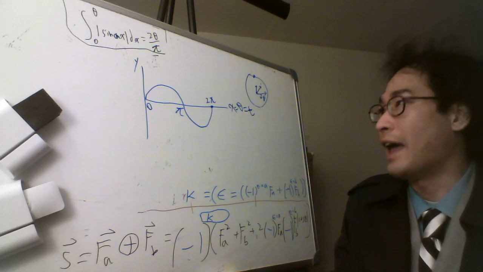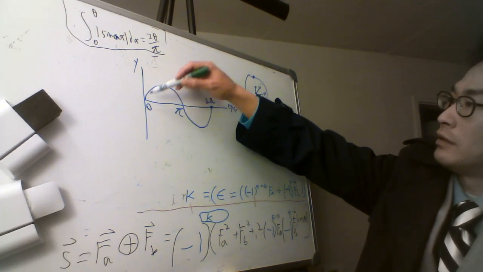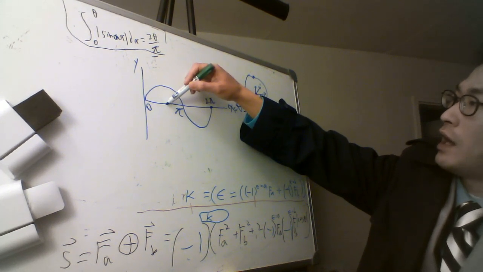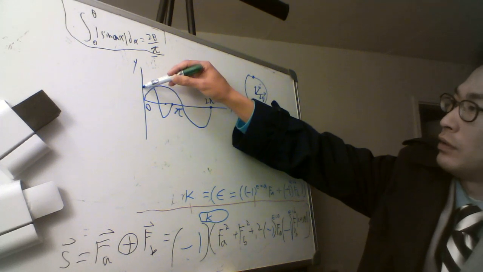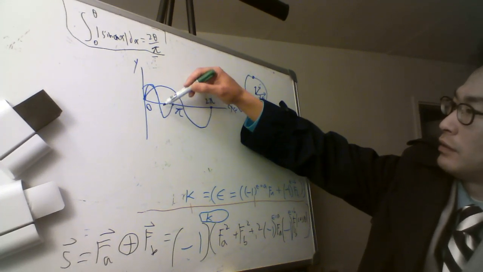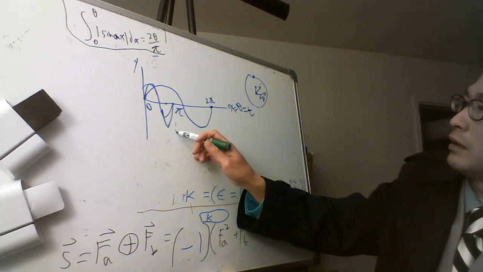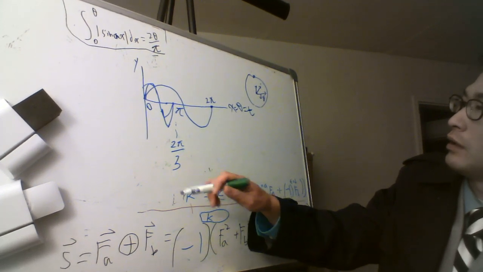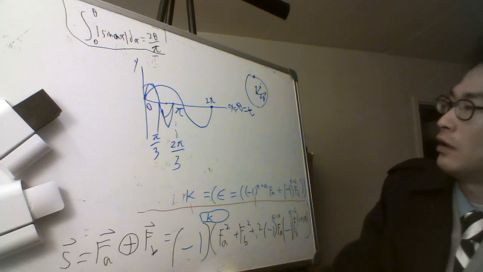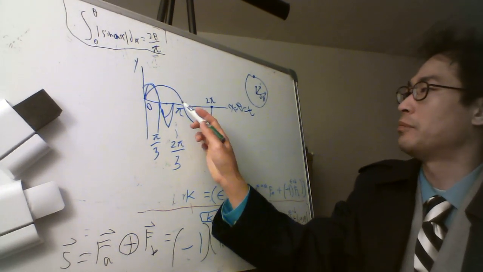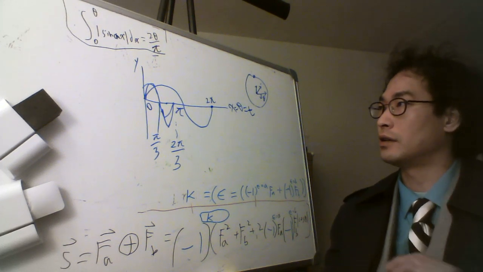Now, sine ax. If a is equal to 3, the period is 2 pi over 3, and here we have pi over 3. Period, half a period. Period, half a period, when a is equal to 3. You got that? We just divide by a.